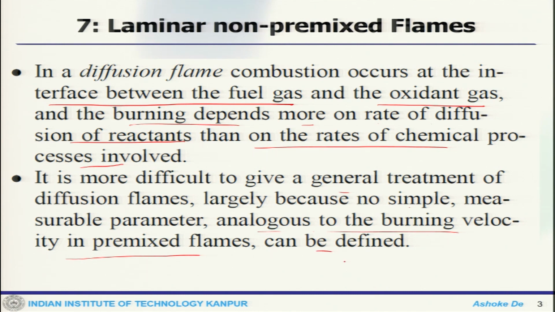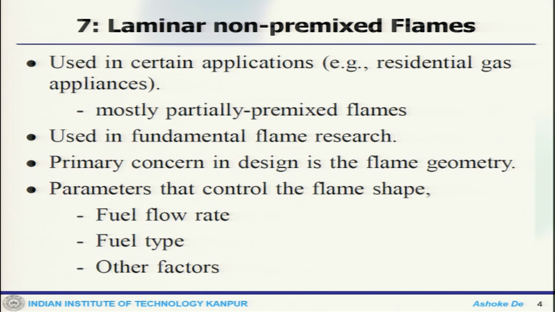So, that burning velocity that we defined in the premix flame is not a parameter which you can define for a diffusion flame, because the whole idea behind premixed and non-premixed is different. As soon as you go to non-premix, this definition of burning velocity does not exist. You cannot actually define it.